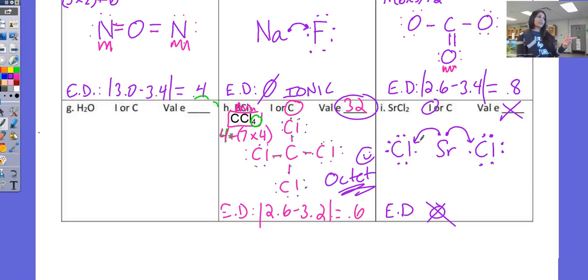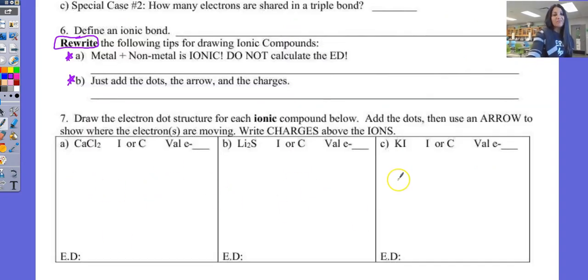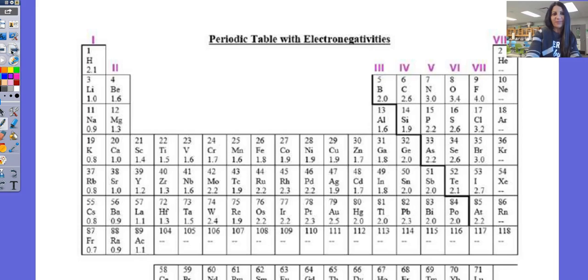And when that happens, because chlorine gained 1, it's now a -1, and so is this one, it gained 1, but strontium lost 2. Remember, losing is positive, so that one's a +2, okay? And so that's how we work out the ionics. Since you know these are all ionic, that's what you're going to do for all of those. So you can rewind and mimic and do what you need to, but that's how you're going to do number 7, okay?